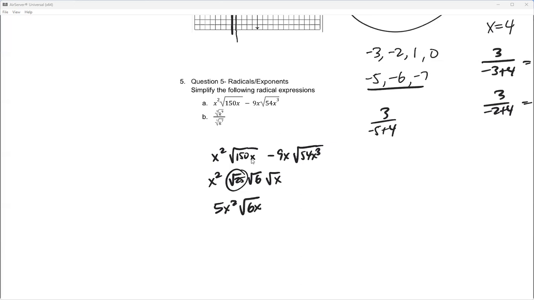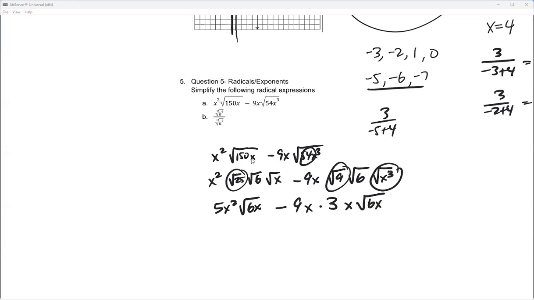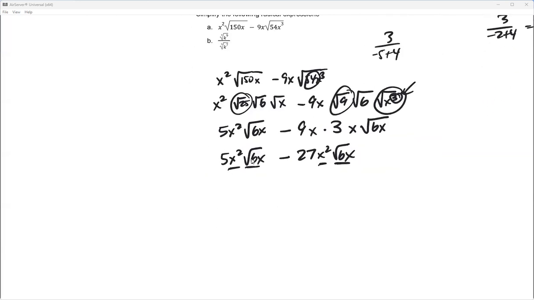And if you do this, it'll be 9 and 6. So it'll be minus 9x radical 9 radical 6 radical x cubed. So it'll be minus 9x times 3. And then you could take out 2 here, so it'll be another x. And then there's 6, and then there's 1 remaining because I took out 2 of the 3. So when it comes down to it, it's 5x squared radical 6x minus 27x squared radical 6x. And because they both have an x squared radical, they're like terms, you could combine them. It ends up equaling negative 22x squared radical 6x.